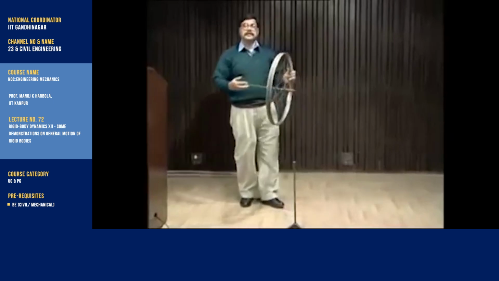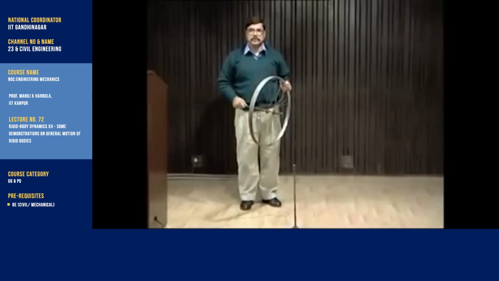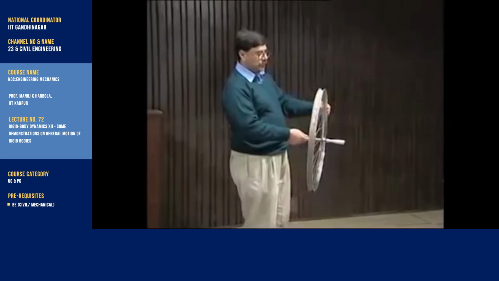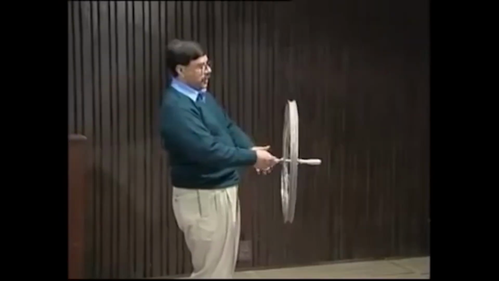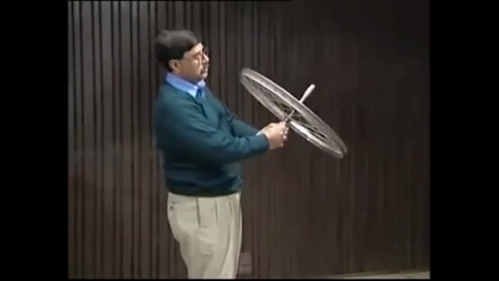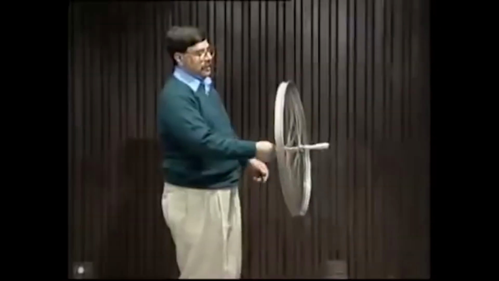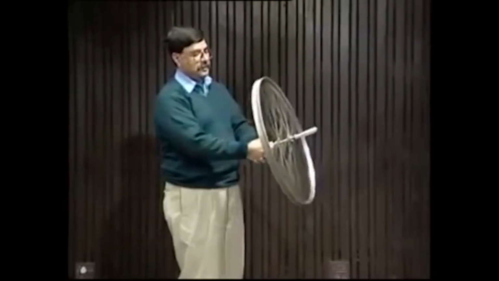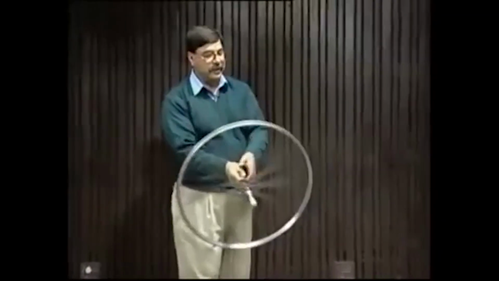So, these are the things that we should be able to explain using rigid body dynamics. In this demonstration, what I want to show you is, if this wheel is not rotating, I can lift it up like this. You see, when I apply a torque like this, it goes like this. Now let me spin it and try to take it up. You see, it doesn't go up, it is going sideways. If I push it down, it goes sideways this way.